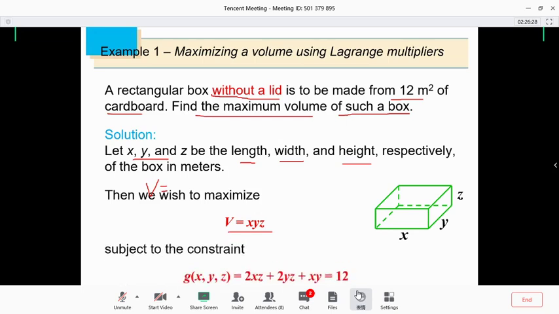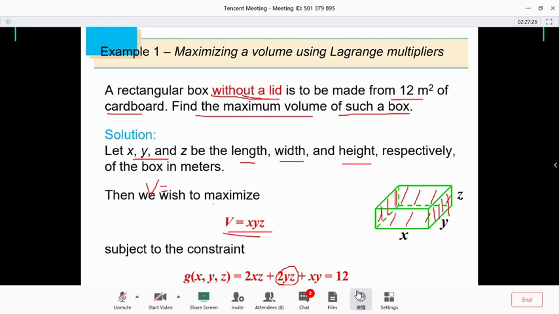Since there are only 5 parts, we have x multiply y only once, because of the missing lid, and for the other sides, there are 2 parts each. For xz, there are 2 parts. And yz, there are also 2, one here and another yz on the other side. So this is the area. Understand? This is the volume. This is the area.